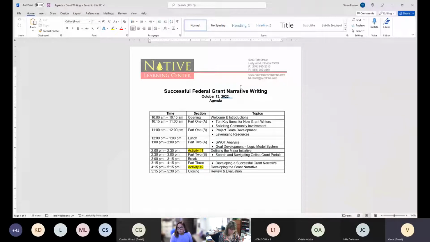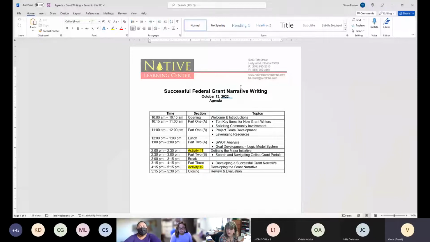We'll start with, well, we're beyond the welcome. We're going to get in a few minutes into the first section, which is key items for new grant writers, based on my experience and information, best practices that are out there, 10 key items for new grant writers. And I'm assuming that a lot of you in attendance here are relatively new to grant writing, or this is your first exposure to grant writing.